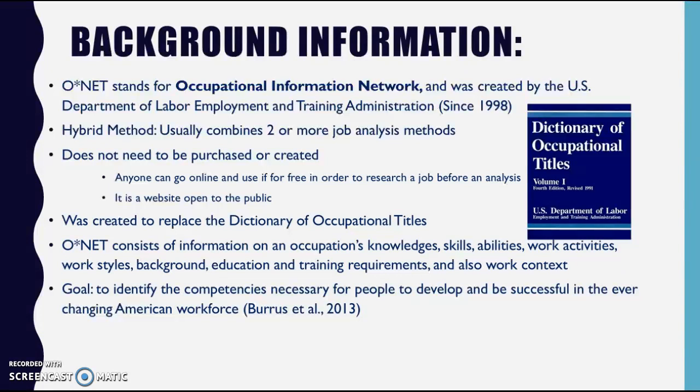It was created to replace the Dictionary of Occupational Titles, and it consists of information on an occupation's knowledges, skills, abilities, work activities, work styles, background, education, and training requirements, and also work context. So a goal of ONET is to identify the competencies necessary for people to develop and be successful in the ever-changing American workforce. And I did get that from Burris. It was a dissertation, and he was just identifying some of the goals, and I thought that one was very important to include.